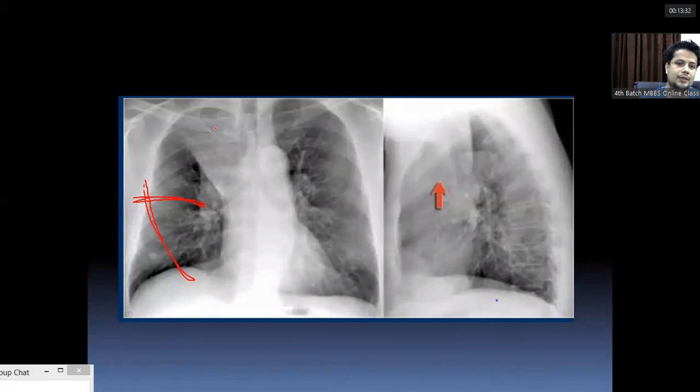In this image, we can see that there is opacity in the right upper zone. This opacity is devoid of air bronchograms, and there is a sharp lower margin. The lower margin of the opacity is sharp, and this sharp margin is due to the shifting of the fissure. So these are features of volume loss. These three features tell us that this is lung collapse. Once again, the reason is there is opacity in the right upper zone with sharp lower margin, devoid of air bronchogram, and associated with shifting of the fissure. So this is a case of right upper lobe collapse.